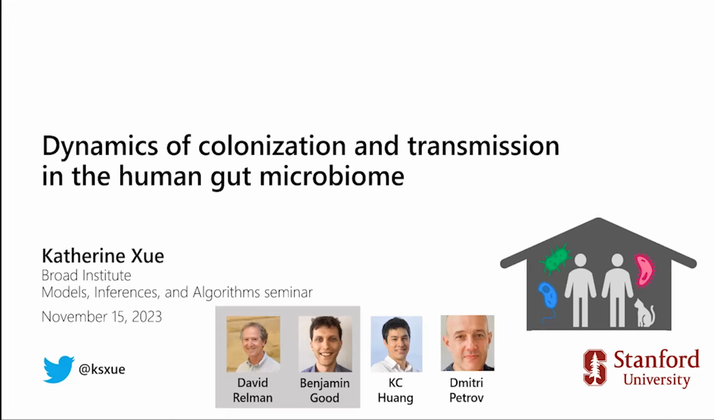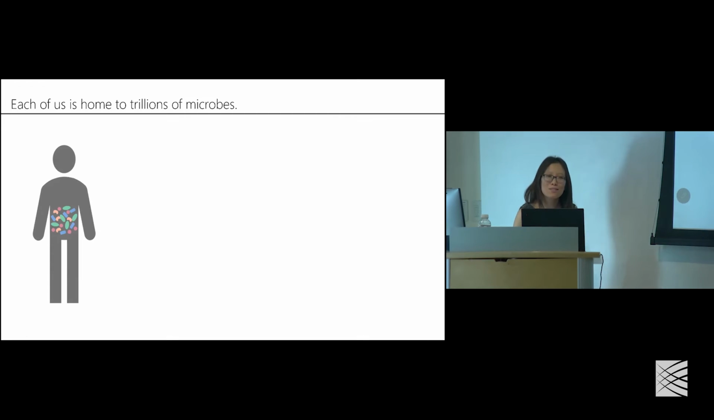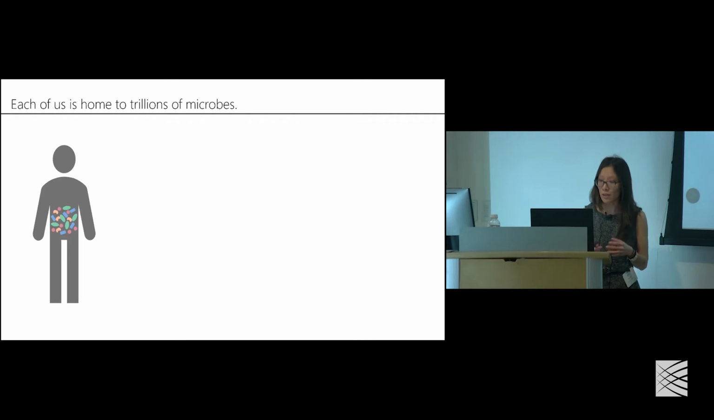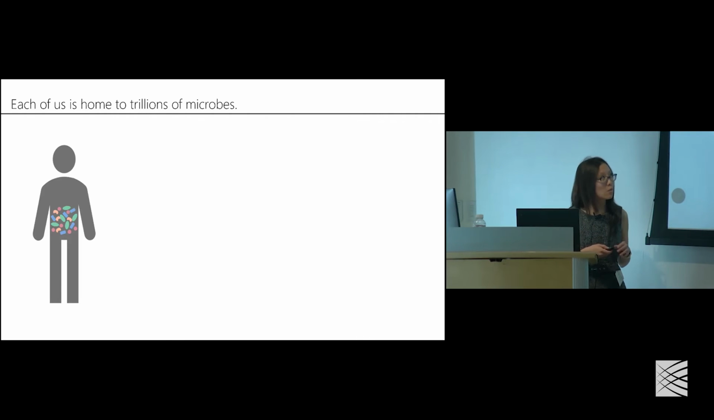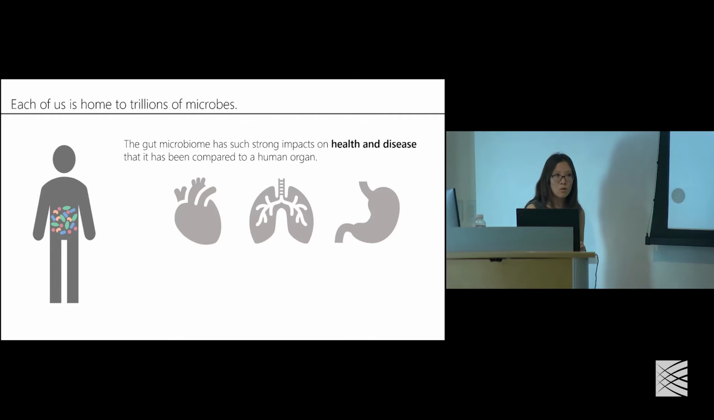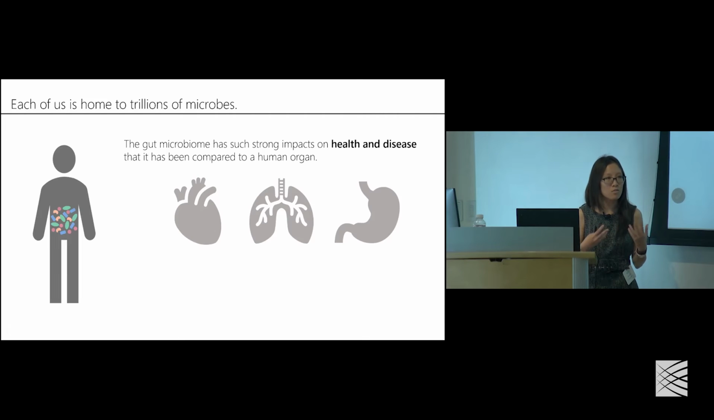As I think all of us know, each of us is home to trillions of microbes that together make up the human microbiome. And so these microbes, especially the ones that reside in the human gut, play key roles in human health and disease. So much so that the role of the gut microbiome has been compared to that of other human organs. Now, of course, there are very key differences here. Our organs are made up of our body's own cells. They form structures through developmental processes that have been honed through millions of years of evolution.